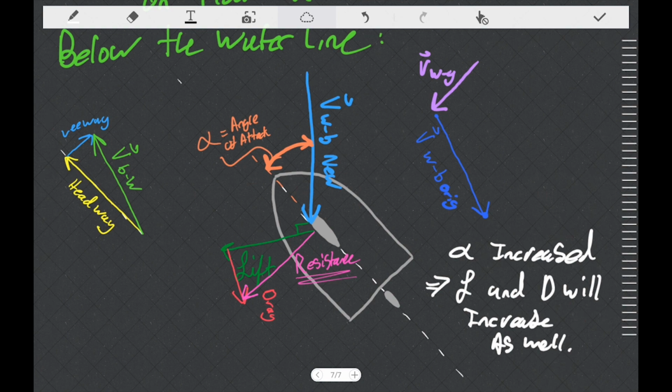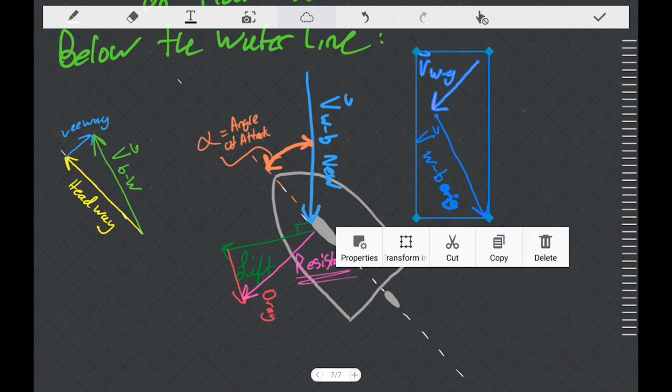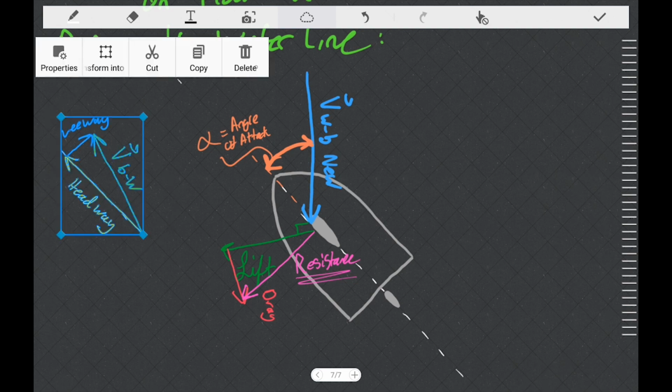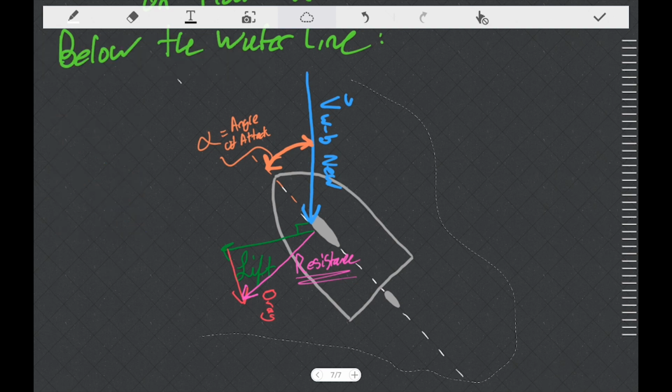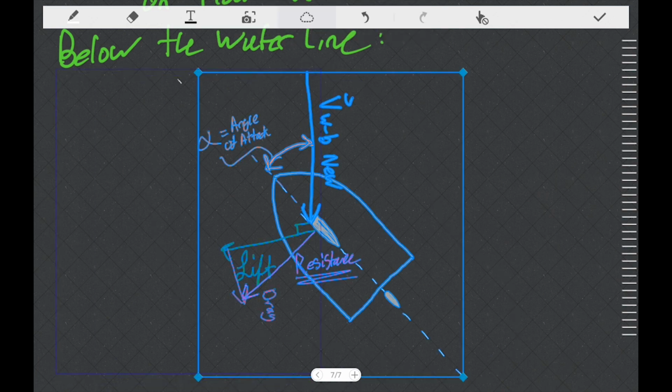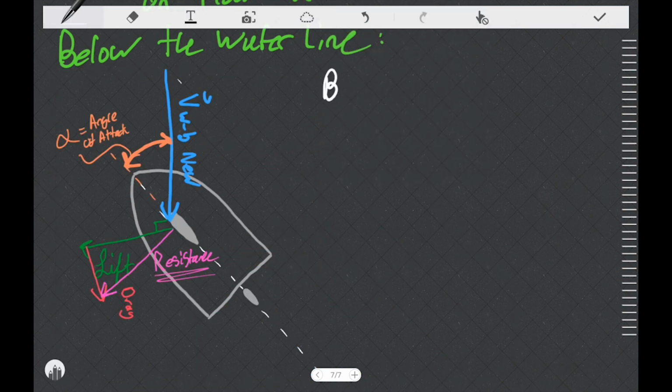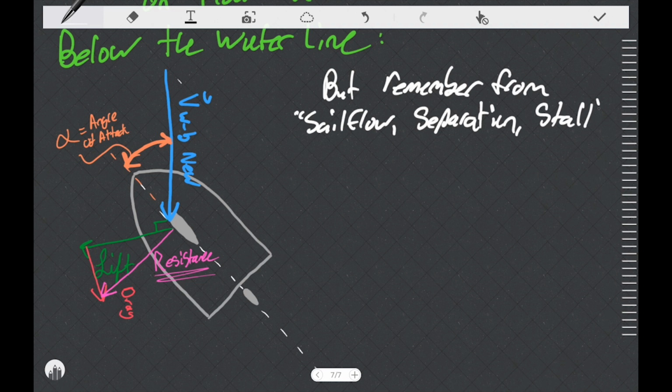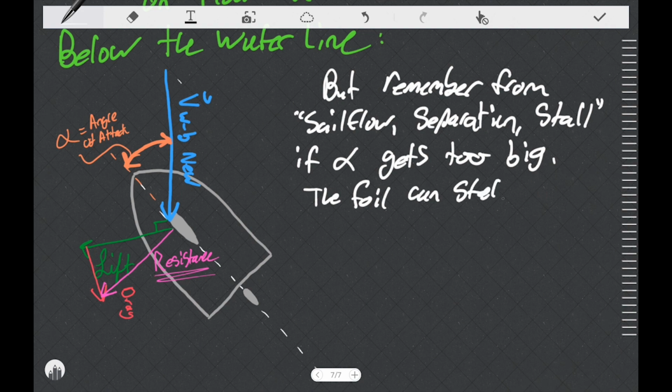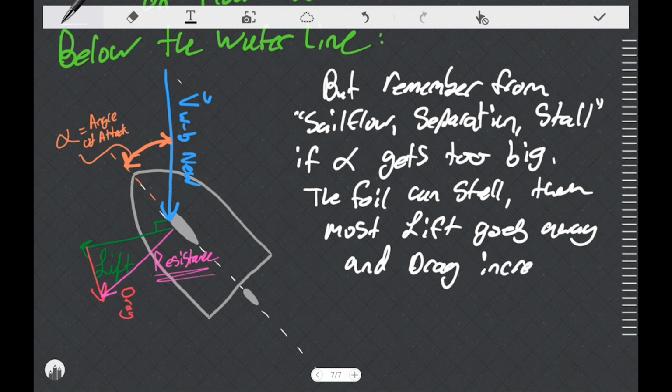That would cause the angle of attack to get smaller. And if the angle of attack gets smaller, then the lift and drag vectors are going to get smaller. So like I said before, it's going to affect the strength of the forces that our foils feel under the water. And depending on the direction, the forces will either be stronger or weaker. I'm hoping now that you'll recall from the sail flow, separation, and stall video that as alpha increases, the forces get bigger. But if alpha gets too big, the foil will stall. And when the foil stalls, most of the lift goes away, and the drag increases quite a bit.